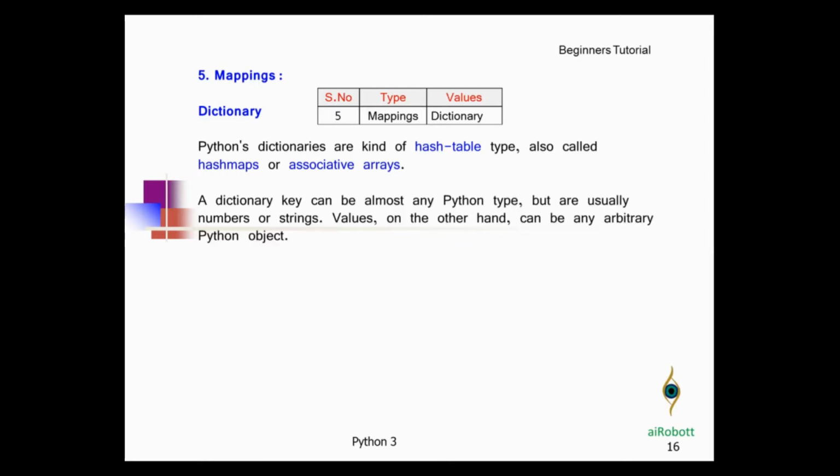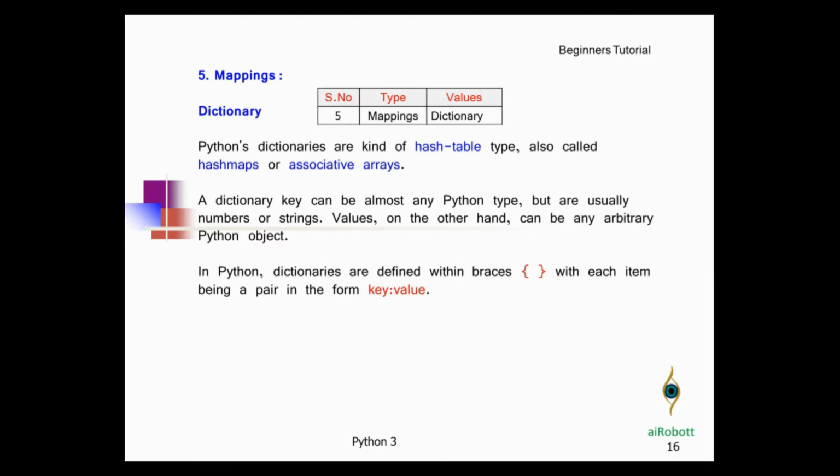A dictionary key can be almost any Python type, but is usually a number or a string. Values, on the other hand, can be any arbitrary Python object. In Python, dictionaries are defined within braces, in these curly braces, with each item being a pair in the form key colon value. Key and value can be of any type and are accessed using the square braces.